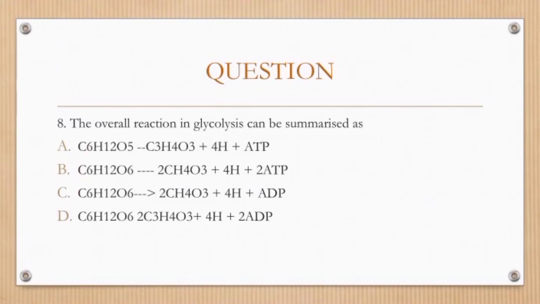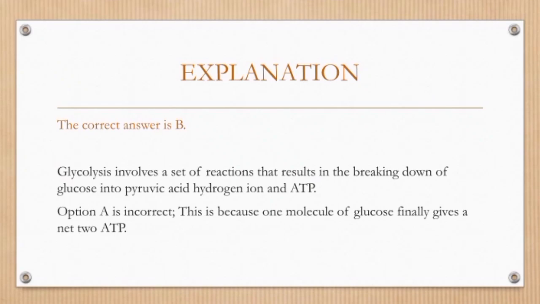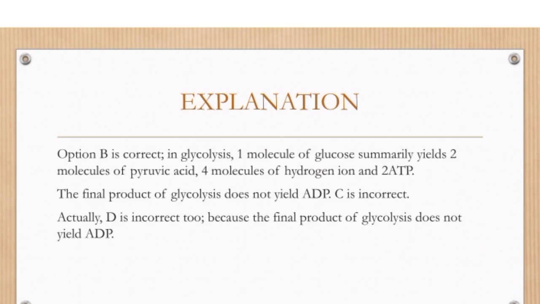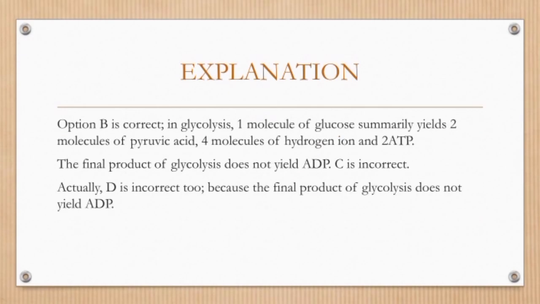But the molecule ratio of hydrogen ions to ATP is actually 4:2. So note that sometimes they can just give you pyruvic acid, hydrogen ions, and ATP, but the molecule count attached is what differentiates them. So 4:2 differentiates it. That's why B is the correct answer. One molecule of glucose yields 2 molecules of pyruvic acid, 4 molecules of hydrogen ions, and 2 ATP.